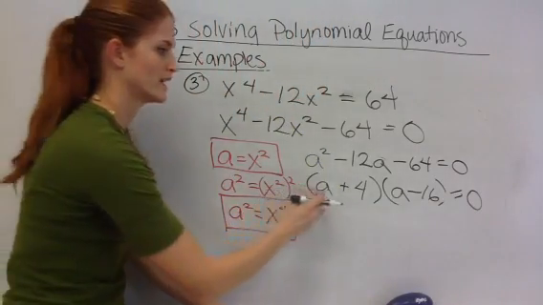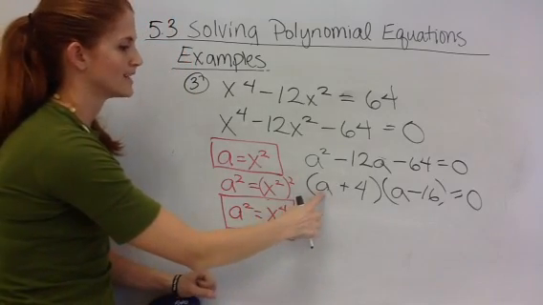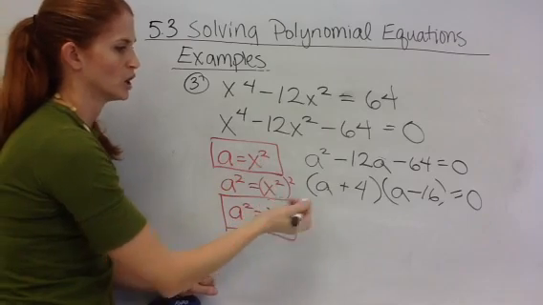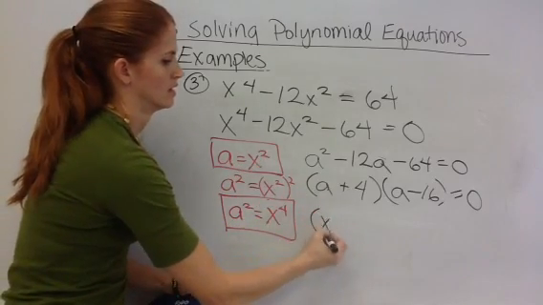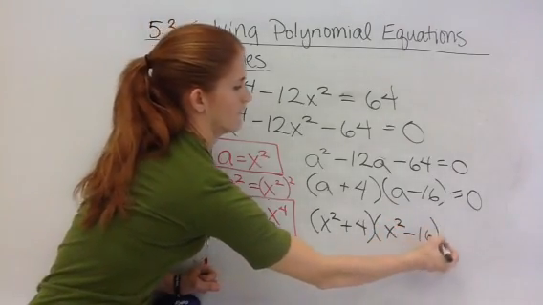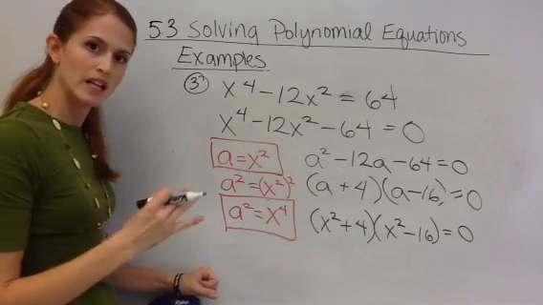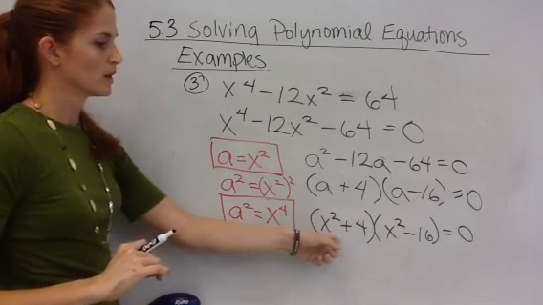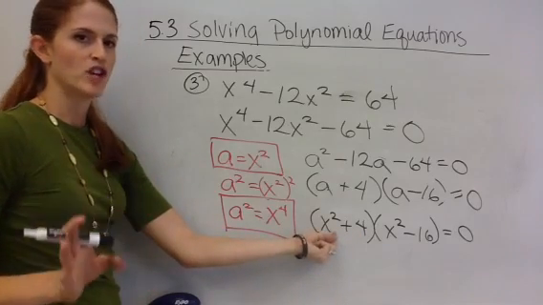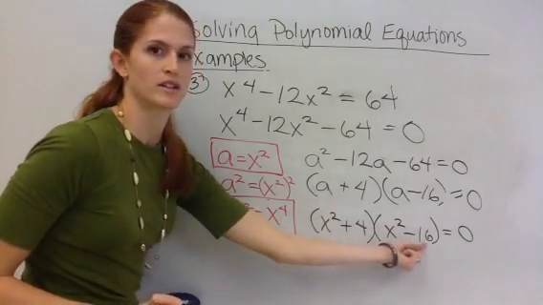So now what we've done is we've broken it down into linear terms so far. But we want to go ahead and replace a with x squared. So every time we see an a, since a equals x squared, we're going to replace it back. Now we're not quite done. We want this to be in linear factors if possible. This one we cannot do anything with. This is the sum of squares. We have no way to factor a sum of squares. However, we can factor the difference of squares.